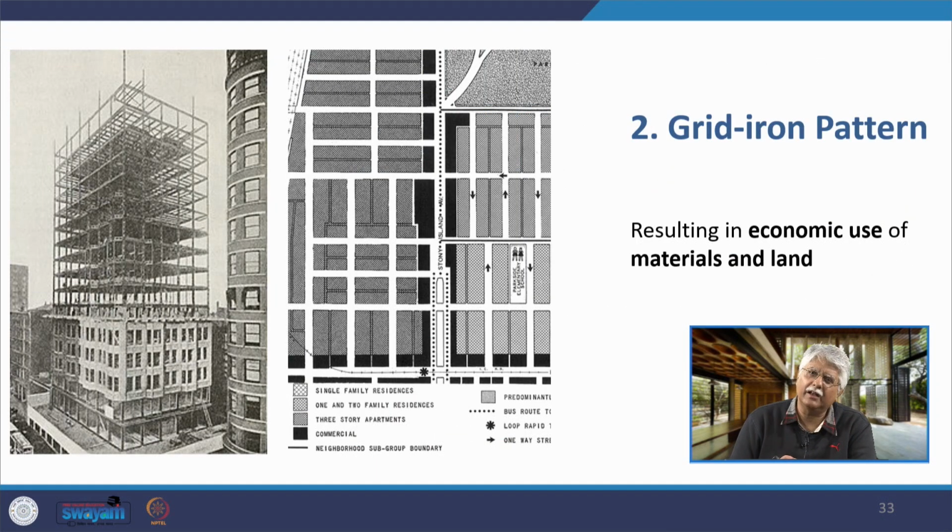The second thing that happened and that helped them was not only that the city was in a gridiron pattern, but the buildings themselves were designed with a steel frame which was a gridiron pattern. This resulted in economic use of land because of the city being planned like that, and economic use of materials because of the building being planned in a gridiron steel frame, as you can see here in this building.